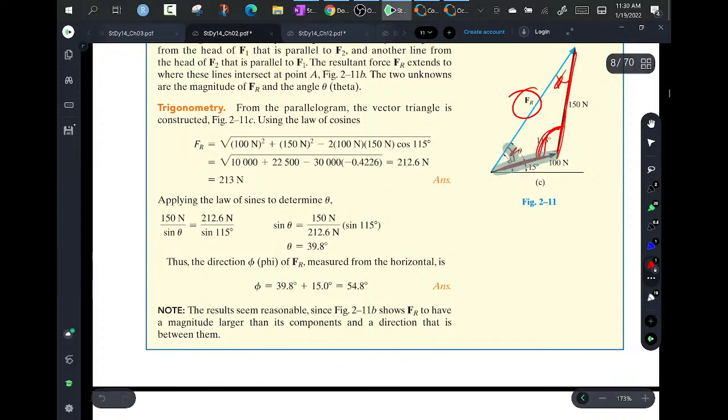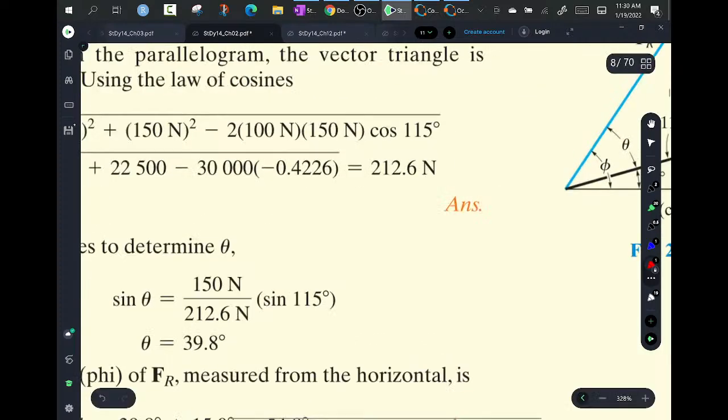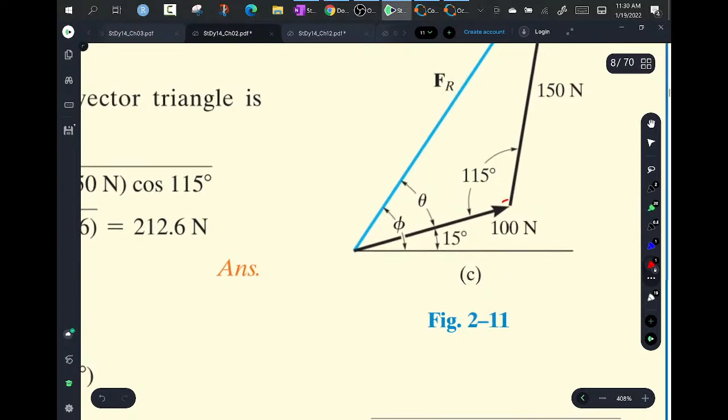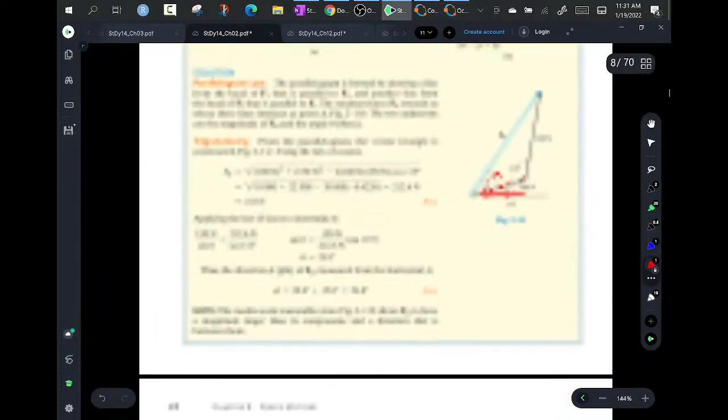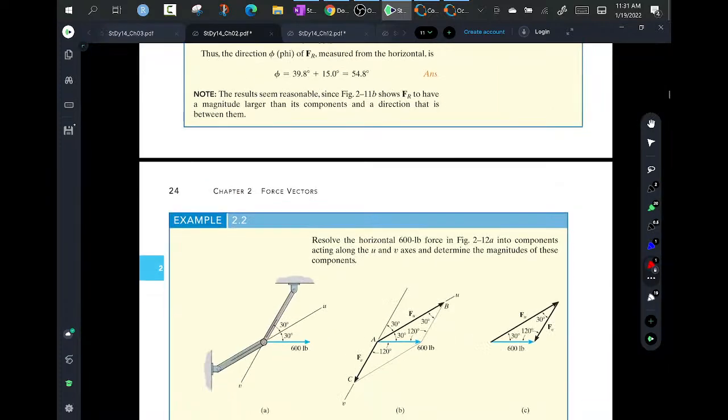Well, he inadvertently did ask for it because he wanted to know the angle with relation to this. So he wanted to know this. Well, in order to do that, you need this angle, and then you add 15 to it. So there are questions in the book that are related to stuff like that.